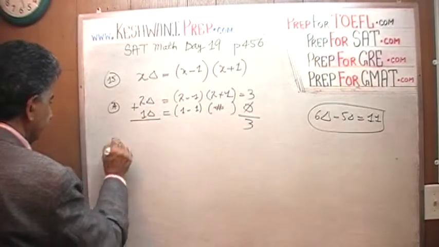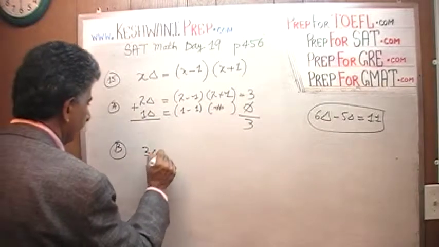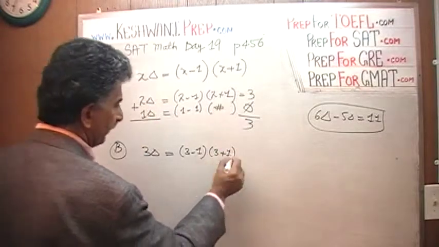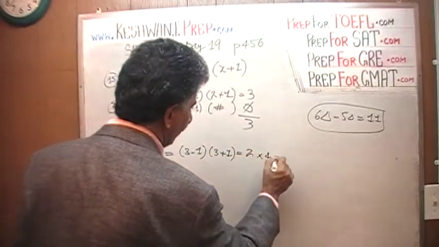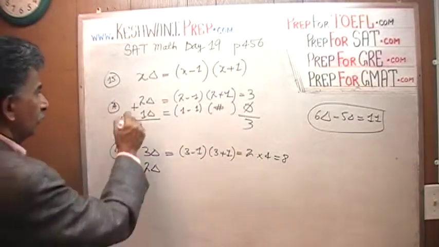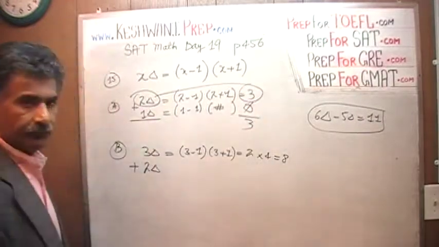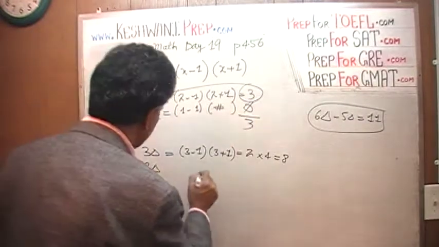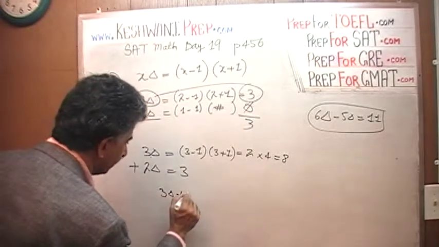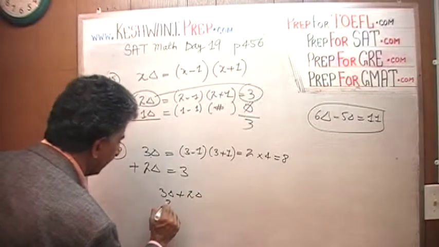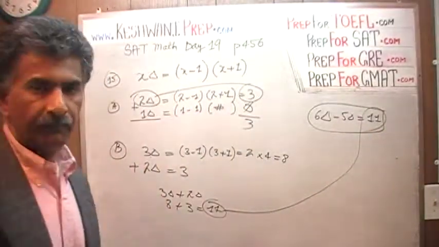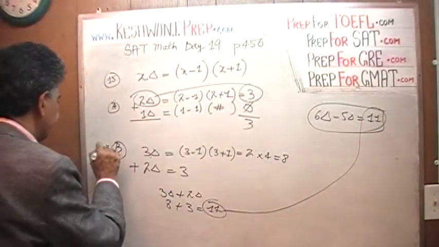Let's look at B. B says 3 triangle. Let's find out. Which is going to be 3 minus 1 times 3 plus 1. 3 minus 1 is 2. 3 plus 1 is 4, so it's 8. Plus 2 triangle. Well, we already know what 2 triangle is. 2 triangle we just found out equals 3. So 3 triangles equals 8. Therefore 3 triangle plus a 2 triangle equals 8 plus 3, which is 11, which is exactly what we want. That's it. The answer is B.